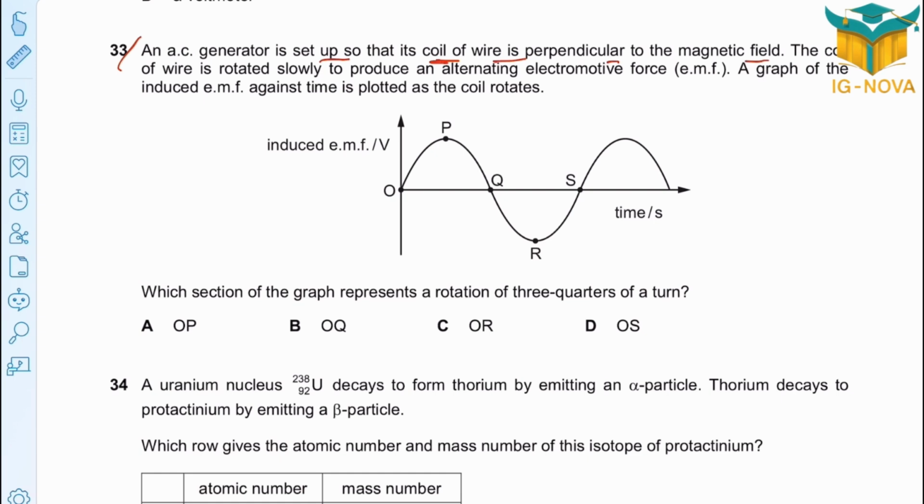Question 33. An AC generator is set up so that the coil of wire is perpendicular to the magnetic field. The coil of wire is rotated slowly to produce an alternating electromotive force. A graph of the induced EMF against time is plotted as the coil rotates. Which section of the graph represents a rotation of 3/4 of a turn? So let's check from O. Here all starts from O. So O to P is a quarter. P to Q, second quarter. Q to R, third quarter. So from O to R. Option C.